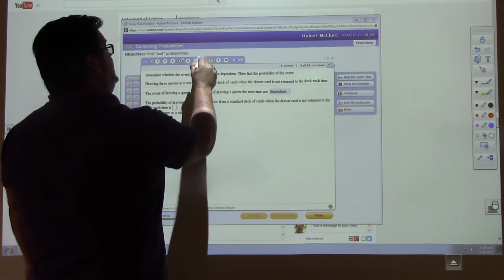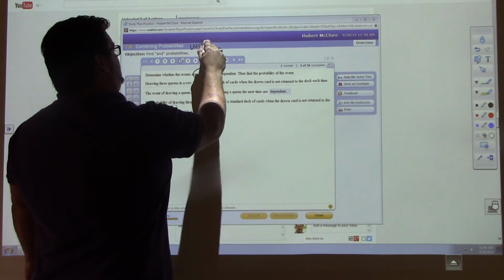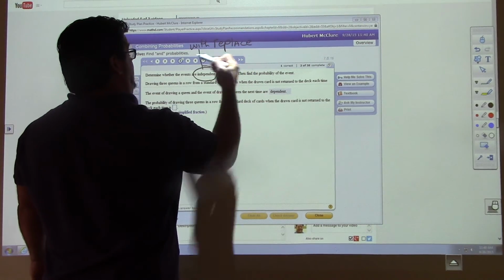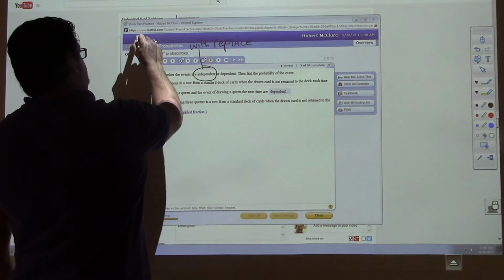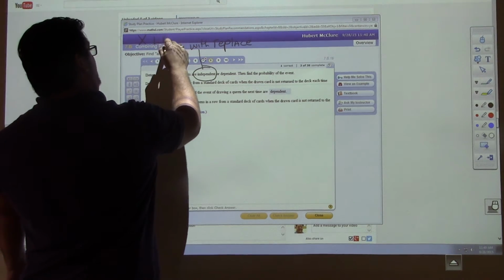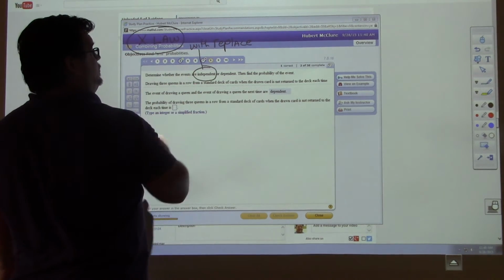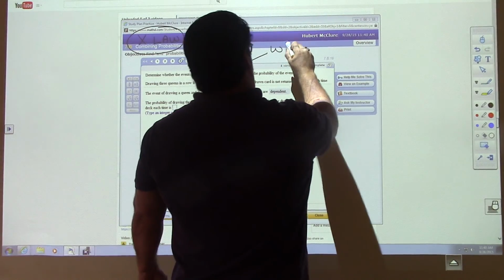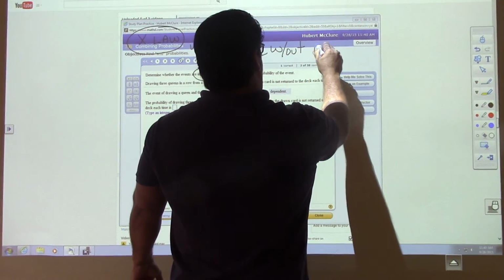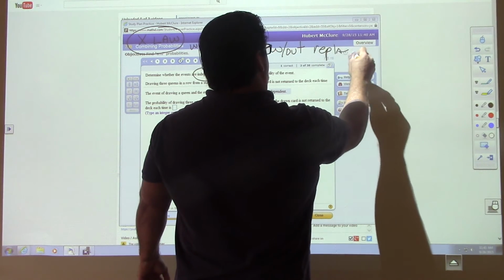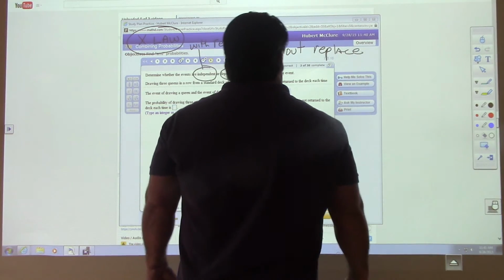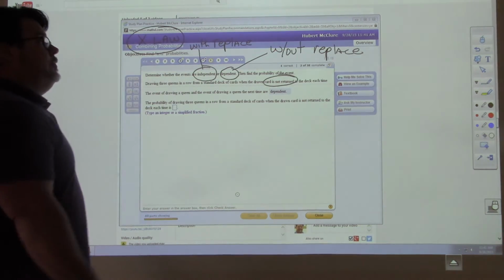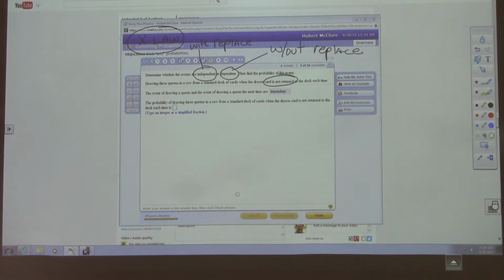Dependent, independent. Independent means with replacement. Since we're talking about dependent and independent, this is the multiplicative law. Dependent means without replacement. So when I pick a card, I'm going to put it in my pocket. So which one is this one? It's without replacement because it says not returned.